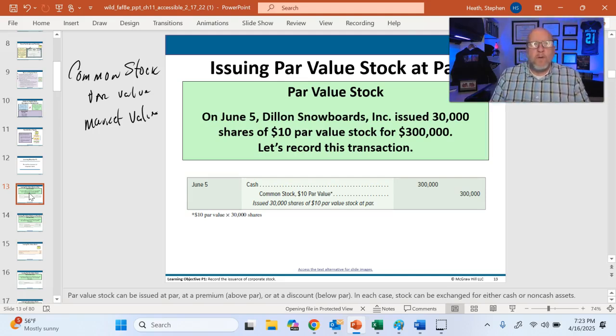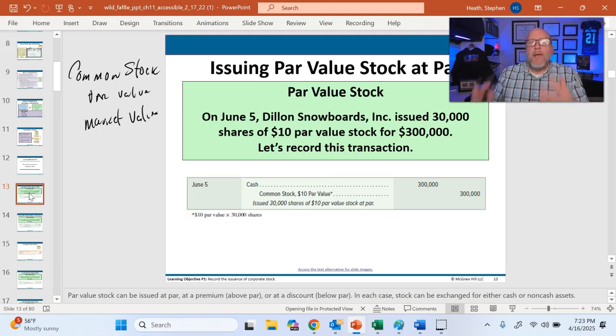Okay. The market value and the par value are two different things. Par value, okay, I have no idea what it is. All right. It's an arbitrary number. It's set by the legal department and it's artificially low. Okay. So a lot of common stock will have a par value.